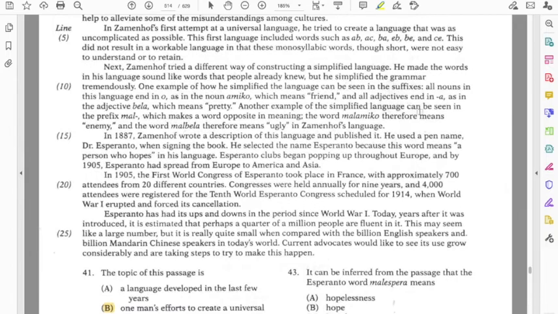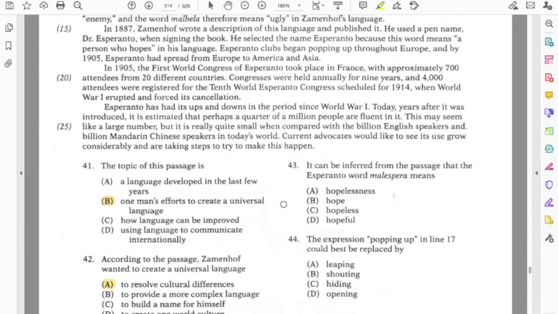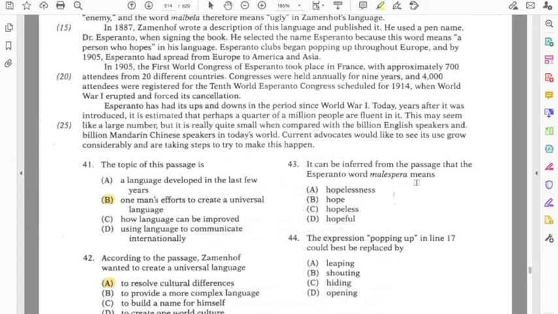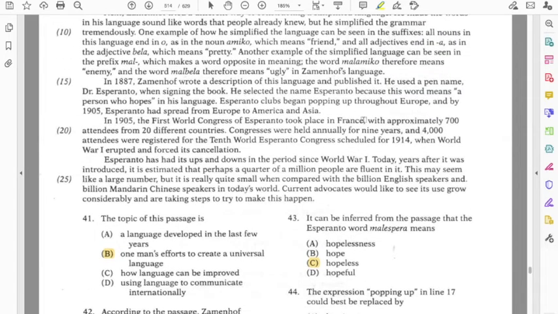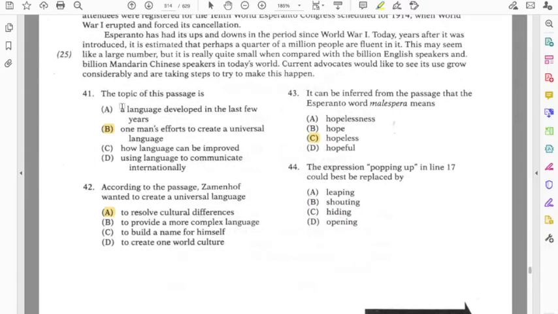Okay, so all adjectives end in A, all nouns end in O. So if it's malespera, then it must be hopeless, the adjective. Wow, that's a tough one. Mal means not. We don't know what esper is. Well, I suppose we do, because a person who hopes is an Esperanto, so esper must mean hope then. Well, that's a really tough one.